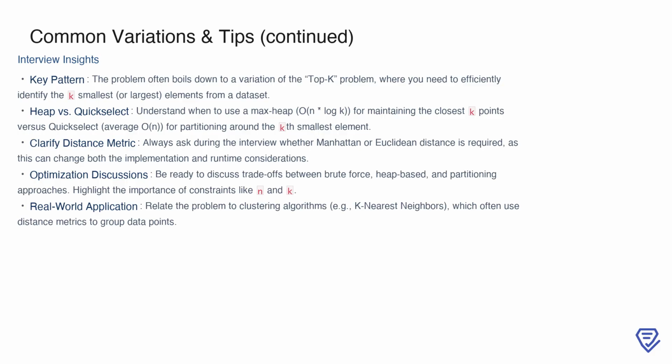It's also important to clarify the distance metric early in the discussion, as Manhattan and Euclidean distances require different implementations and may impact runtime. As you explain your approach, highlight the trade-offs between brute force, heap-based, and partitioning techniques, emphasizing how constraints like the size of n and k influence your choice. Finally, you can connect this problem to real-world applications, such as clustering algorithms like k-nearest neighbors, which often involve similar calculations of distance between points.